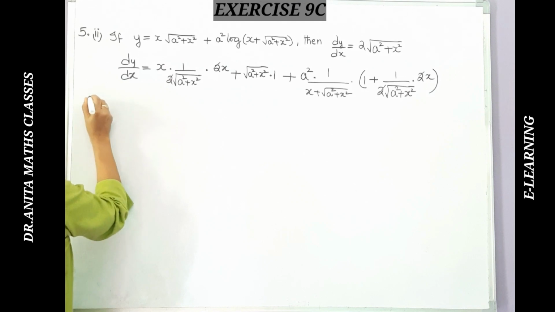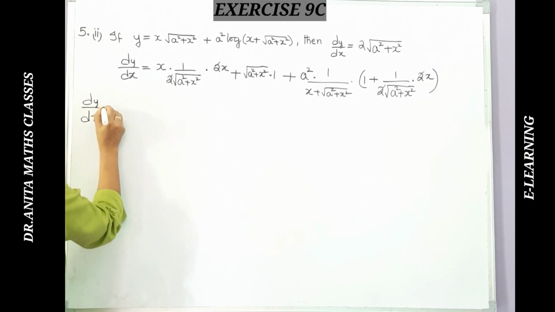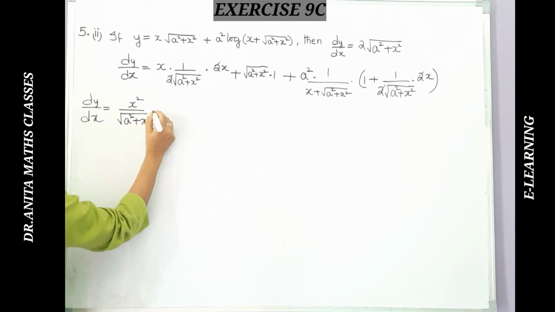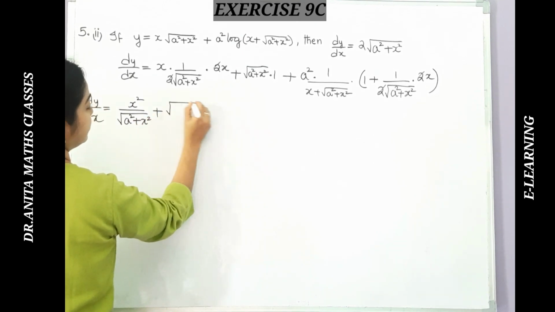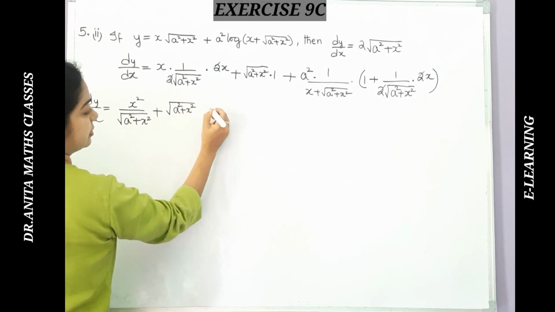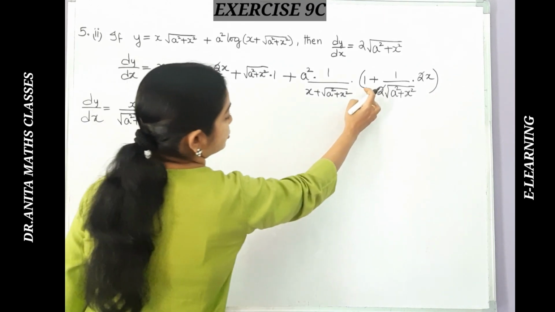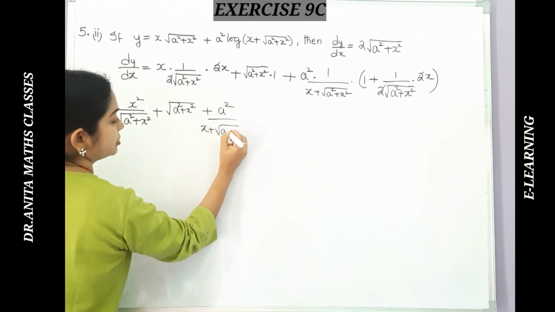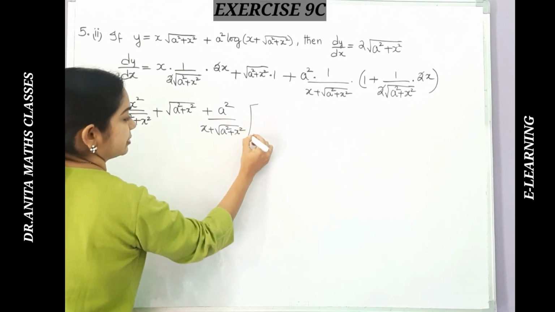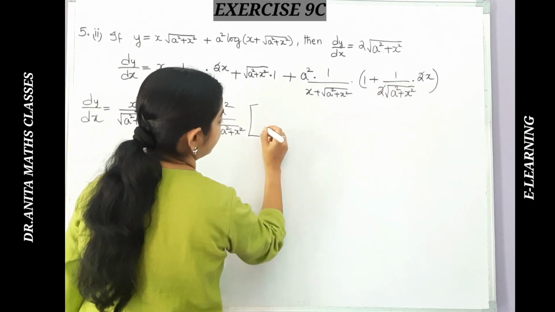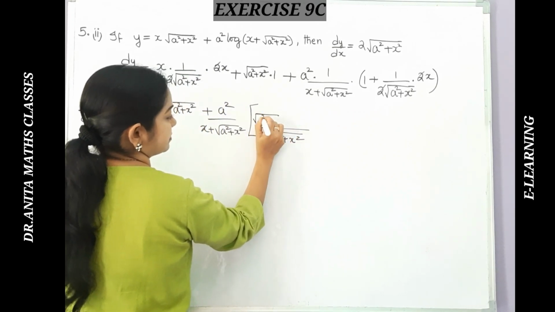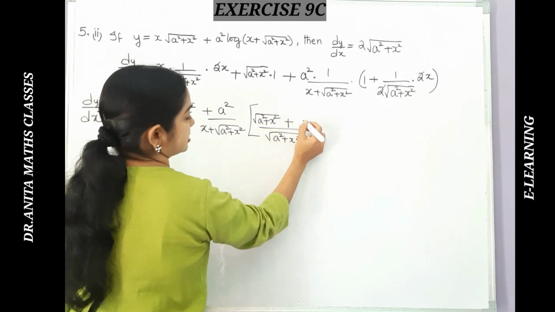So what do we have? dy upon dx is equal to x into x, that is x square plus under root a square plus x square, plus here again under root a square plus x square, plus a square plus x under root. Let's do the LCM part inside the bracket first. 1 plus this one, so we will do the LCM here, root a square plus x square. So here a square plus x square plus just x.